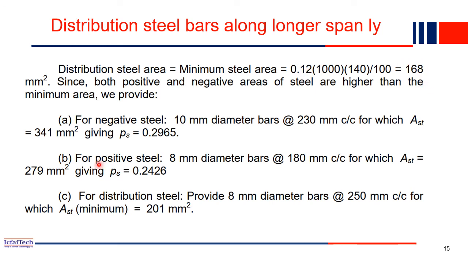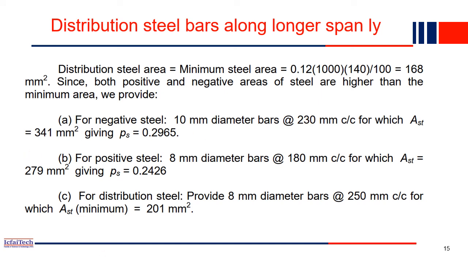So 168 mm we have to provide, for both positive and negative steel, basically 10 mm diameter and 230 mm center to center distance, AST is 341. Okay, which gives the percentage of steel value as 0.29%. For positive reinforcement we are providing 8 mm bar at the rate 180. You can use 12 mm diameter bar also, and this spacing will also be changing, right? So you can use 230, 250, whatever distance it comes based on your calculation.